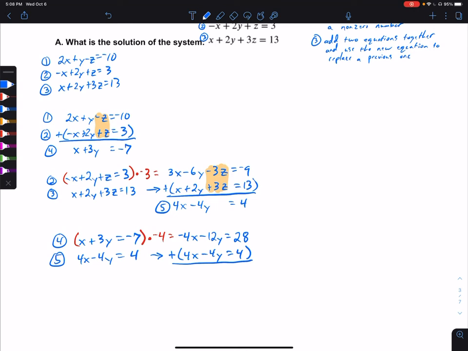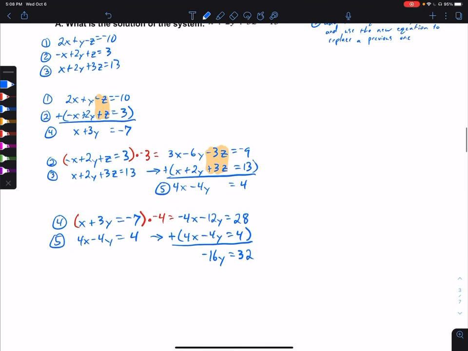There is the chance that you have to multiply both equations. So let's say I wanted to get rid of y's here. I would have had to multiply both, but I picked x's, so we're okay. -4x plus 4x, that drops out. That's the whole purpose of this. -12y plus -4y, be very careful with your signs, is -16y, and 28 plus 4 is 32. And now we'll call this equation 6.